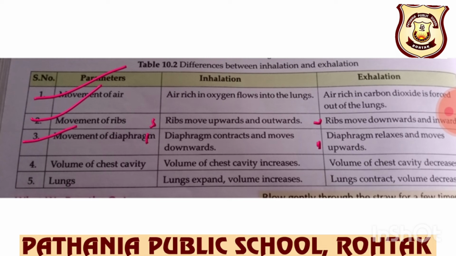Then the fourth parameter is volume of chest cavity. When the diaphragm contracts and moves downward, there is more space in the chest cavity, so the volume of the chest cavity increases. When the diaphragm moves upward and relaxes, the volume of the chest cavity decreases. The fifth parameter is lungs. Lungs expand when the chest cavity volume increases, and in exhalation, when the chest cavity decreases, the lungs contract and the volume decreases. This is the diagram that you have to learn and draw in the notebook also.